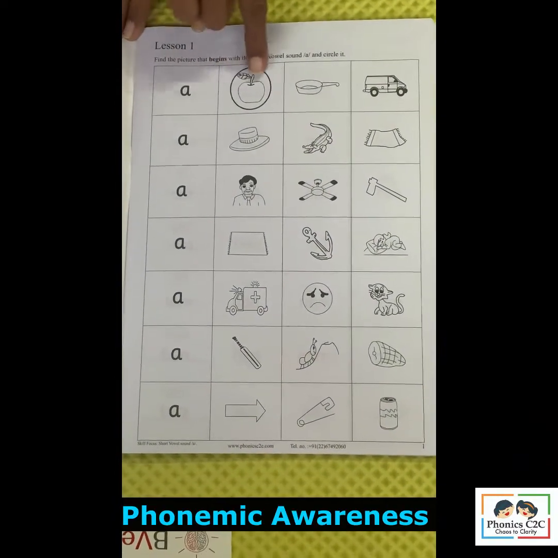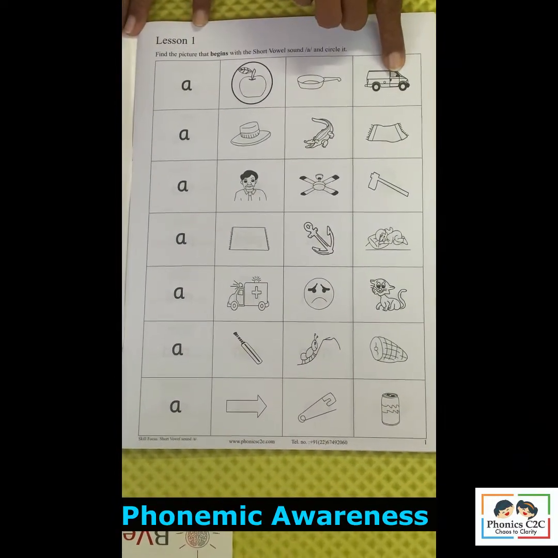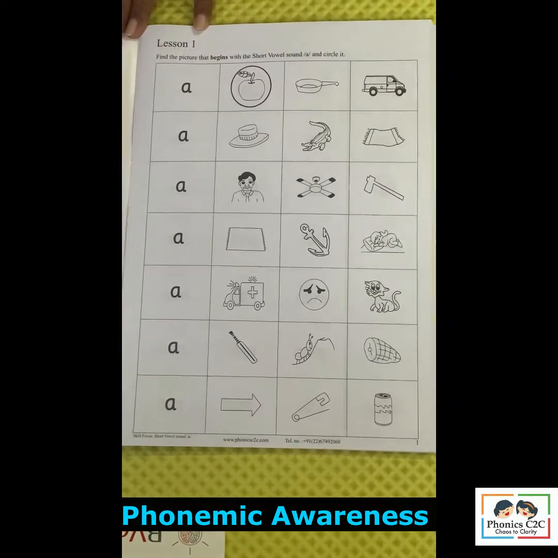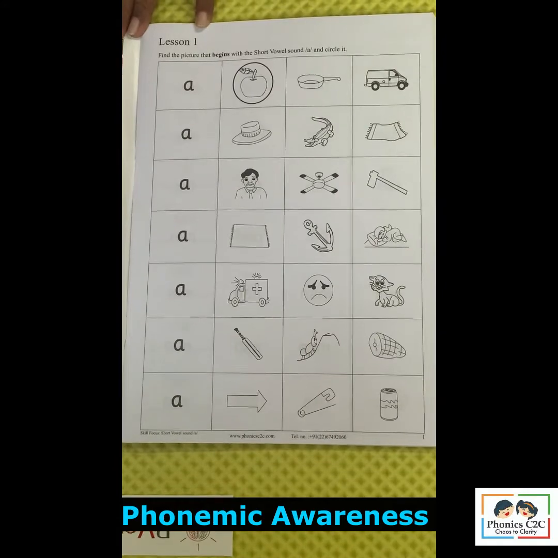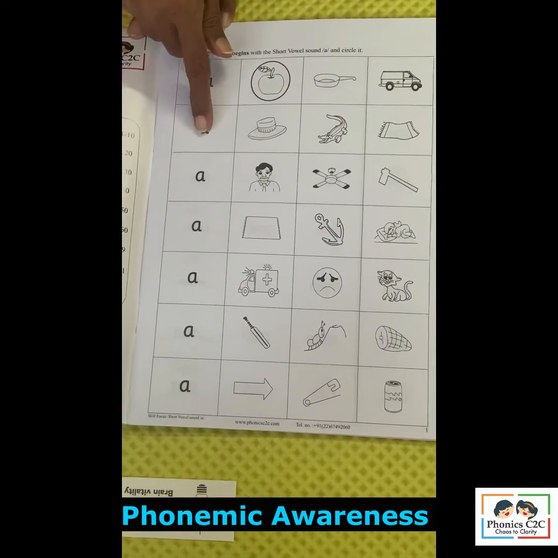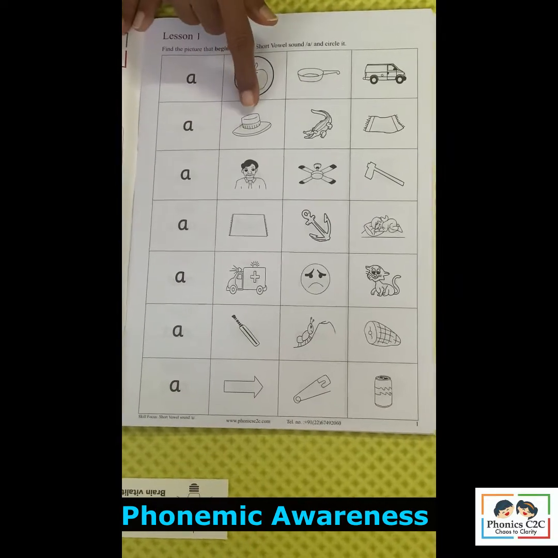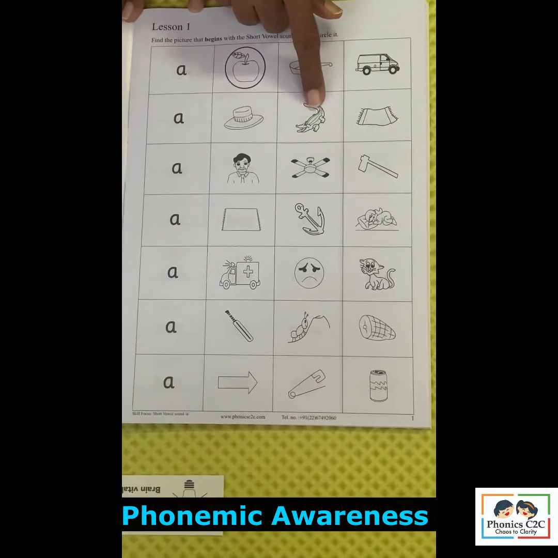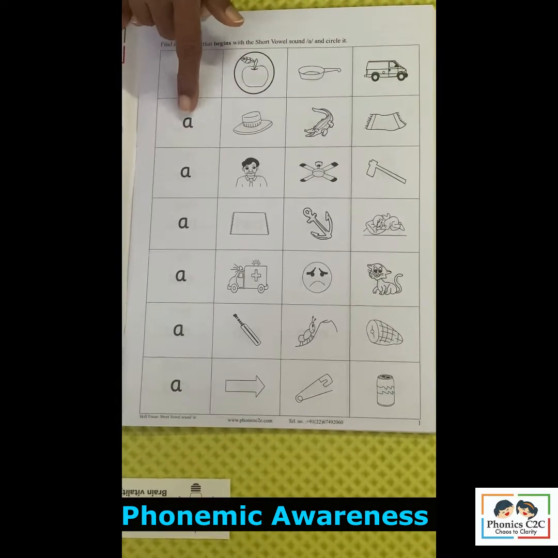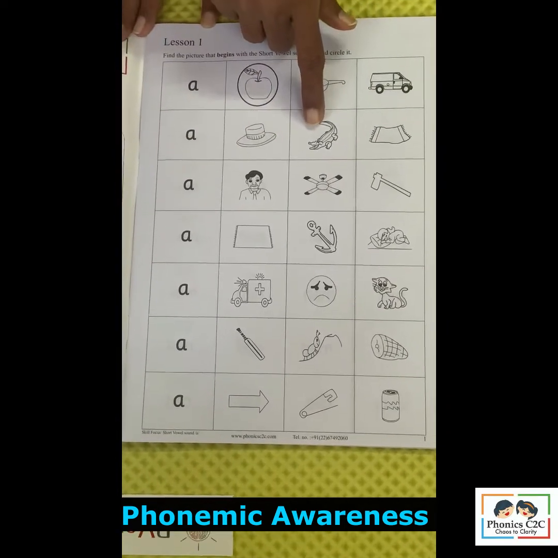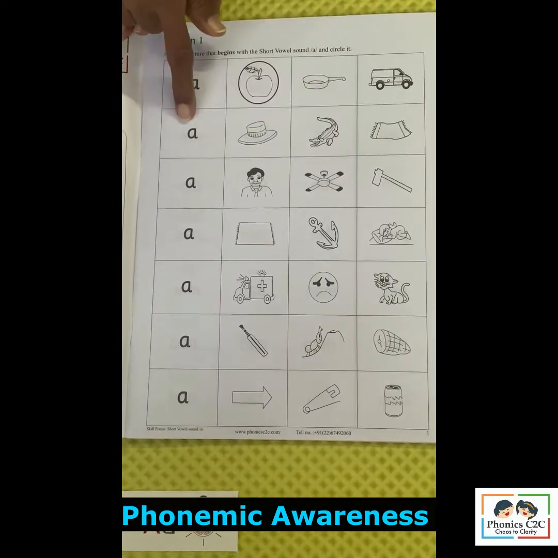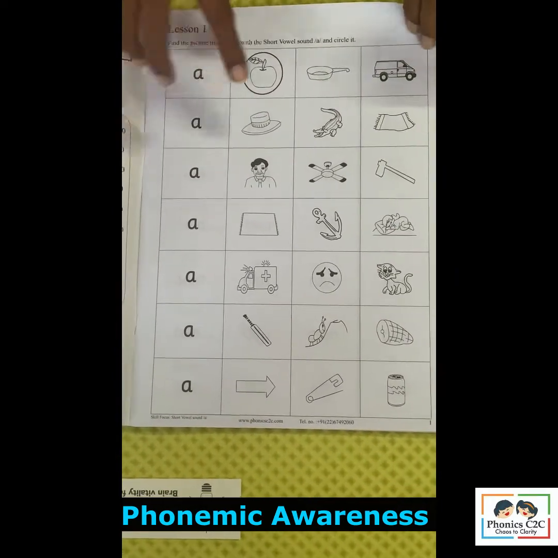The child needs to find the picture of the word saying A. So it's a phonemic awareness exercise. For example, here the child says A, the pictures are hat, alligator, mat. So A, alligator, starts with the A sound. So it's a letter sound association exercise.